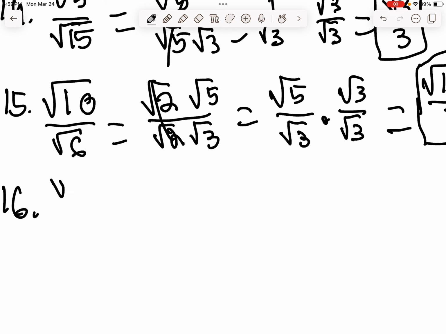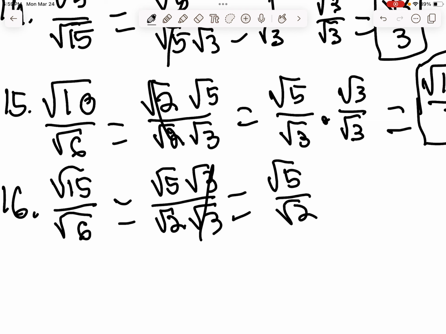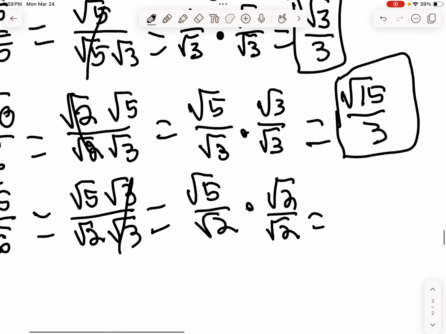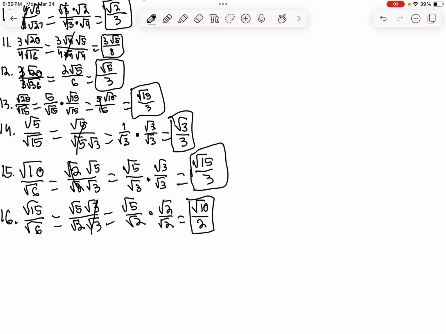Number 16. Square root of 15 over square root of 6 equals square root of 5 times the square root of 3 over the square root of 2 times the square root of 3. That'll cancel out. The square root of 5 over the square root of 2. Multiply top and bottom, and you'll get square root of 10 over 2. Oh, whoops. Accidentally turned off the problem sheet again.